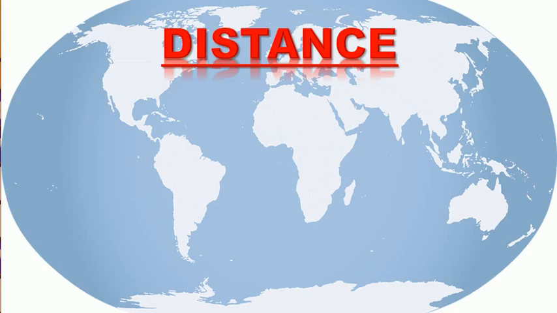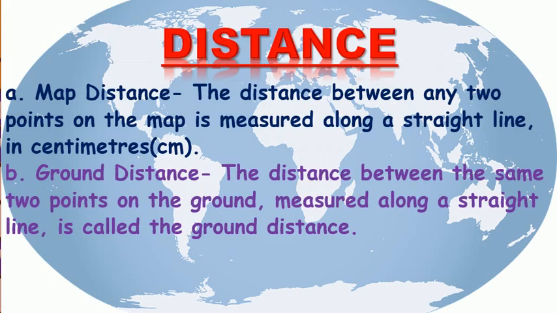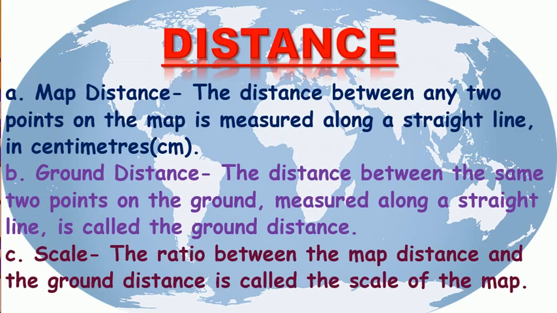Let us see three terms which we are going to discuss here: map distance, ground distance and scale. What is map distance? Map distance is the distance between any two points on the map, measured along a straight line in centimeters or millimeters. It depends upon the distance between two points, whether it is more or less.